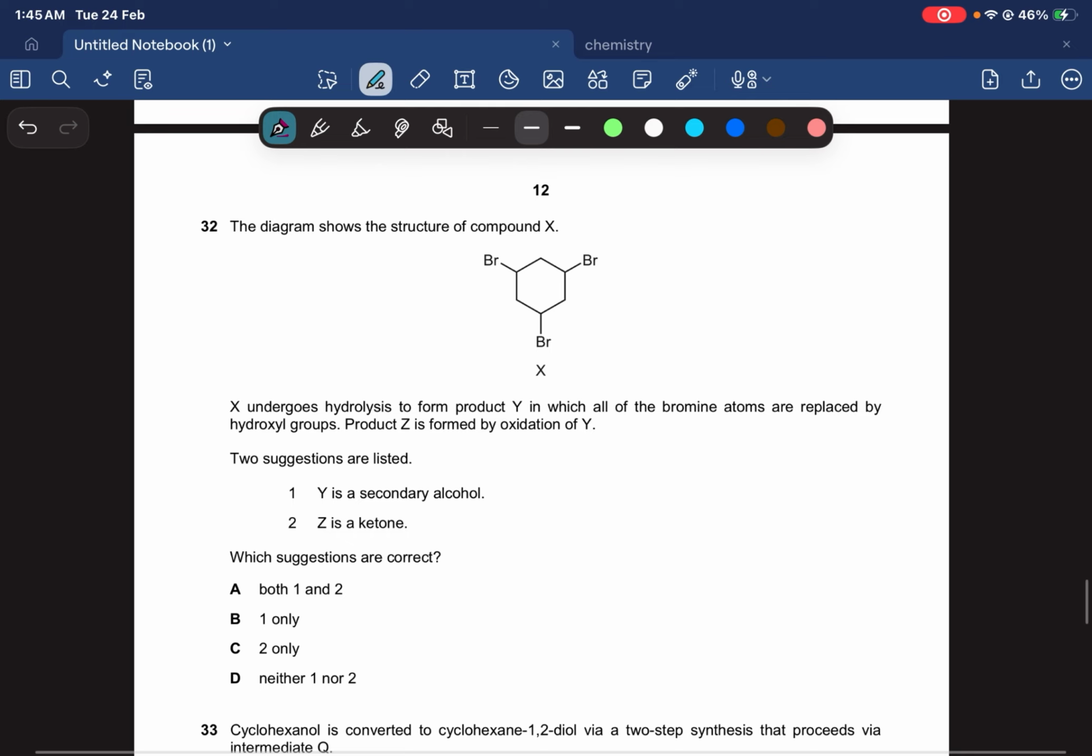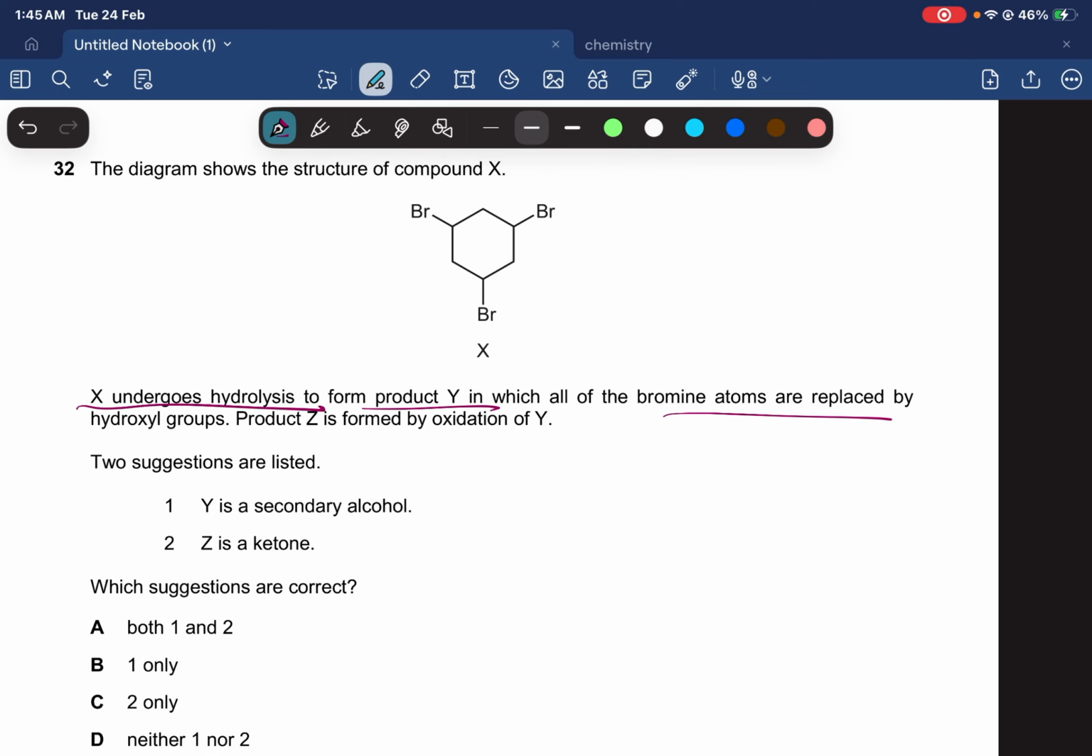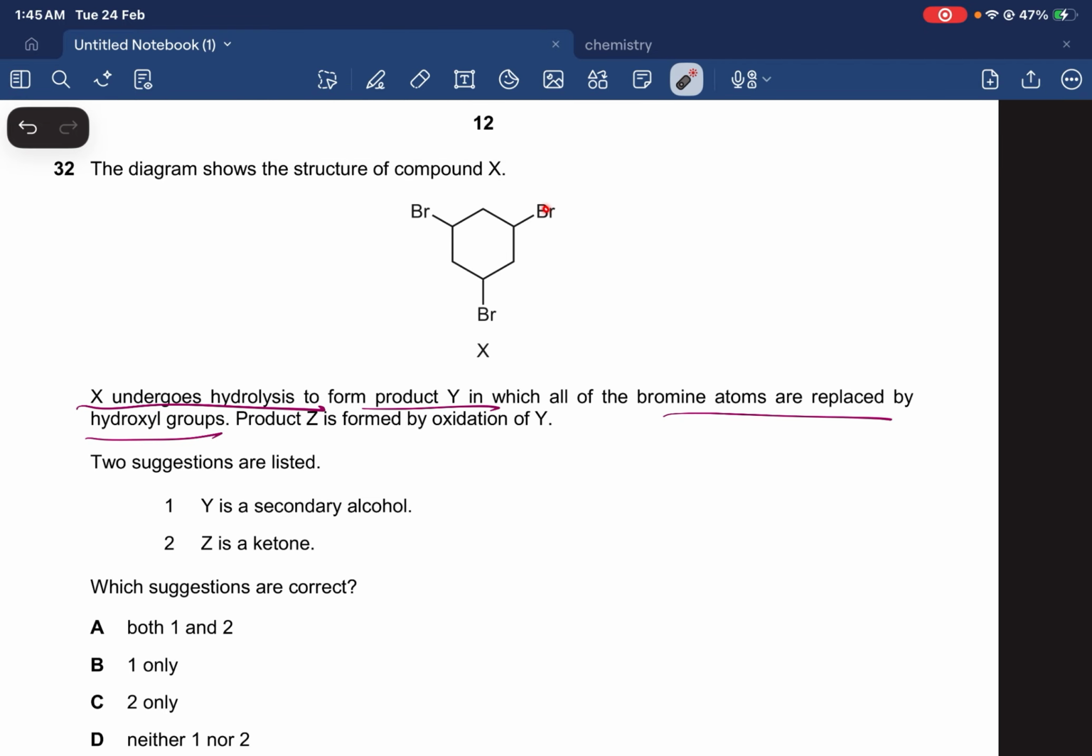The diagram shows the structure of compound X. X undergoes hydrolysis to form product Y, in which all of the bromine atoms are replaced by hydroxyl groups. So all of the bromine atoms are going to be replaced by OH. What are we adding to it? Can you guess? All bromine atoms, we're replacing bromine, we're adding aqueous NaOH.